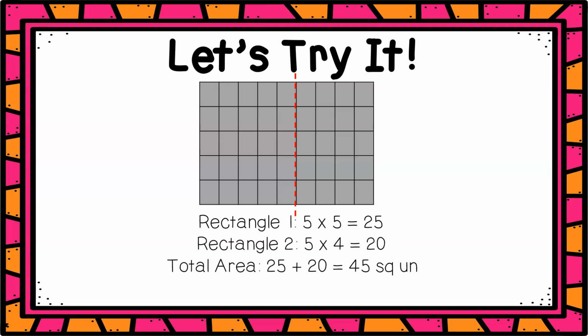Finally, we go back and add all those smaller rectangles together to find the total area. So 25 plus 20 equals 45. So the area is 45 square units.